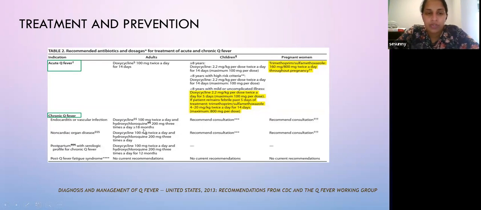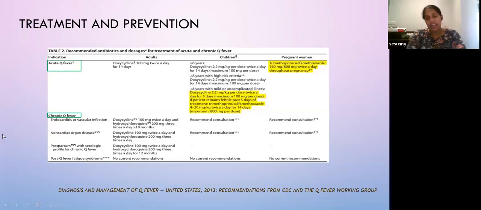The rationale for the use of hydroxychloroquine is actually for synergistic action. So hydroxychloroquine has been shown to increase the pH in the phagolysosome within macrophages, which halts bacterial replication, and that's shown to assist bacterial killing in addition to doxycycline. So that's why they advocate for the use of dual therapy with chronic Q fever.